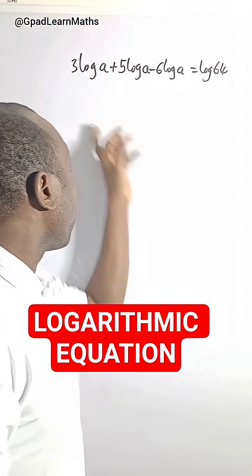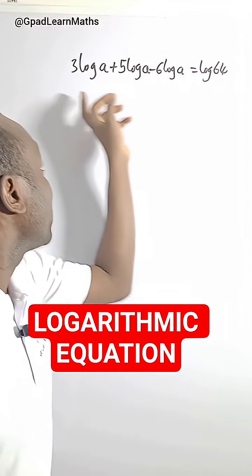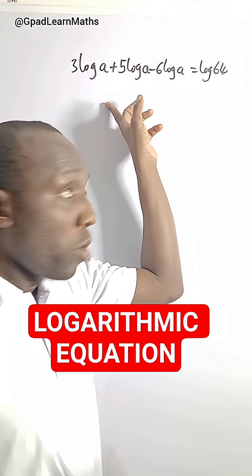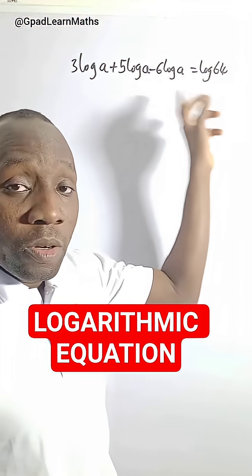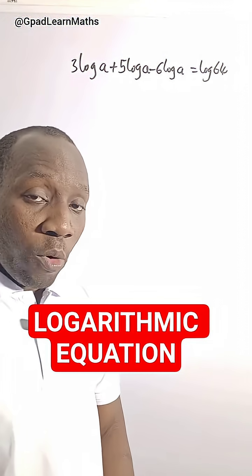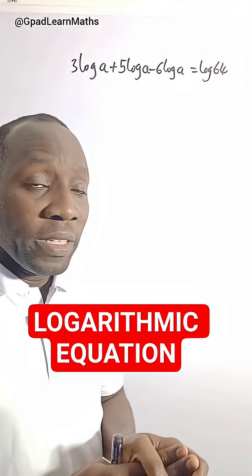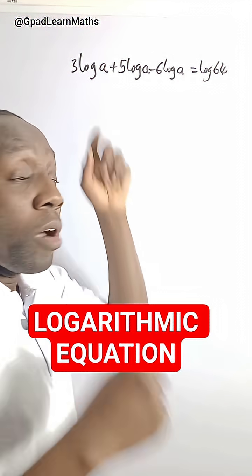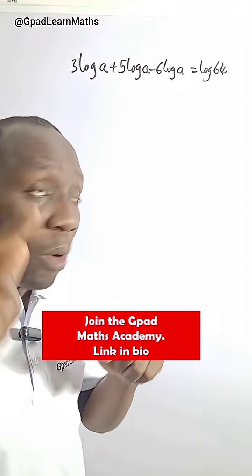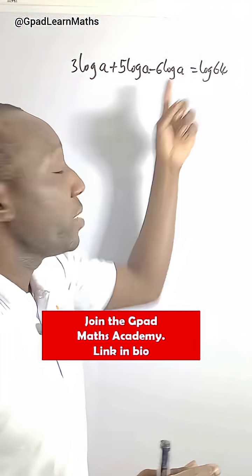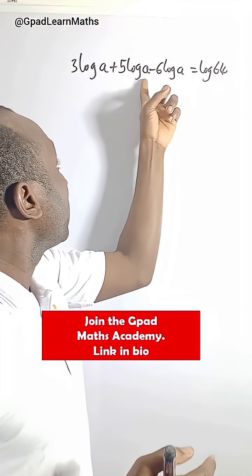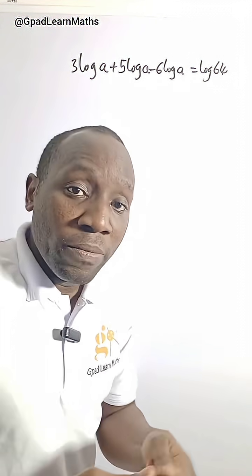Let's simplify this logarithmic equation. What we have here is 3 log a plus 5 log a minus 6 log a is equal to log 64. Now I'm going to use one of the laws of indices. This coefficient of the logarithm will now become the power of the respective argument, this a here, the argument of the logarithm.